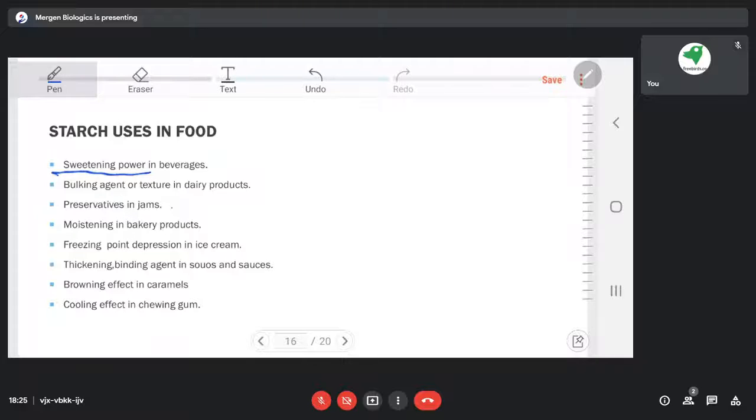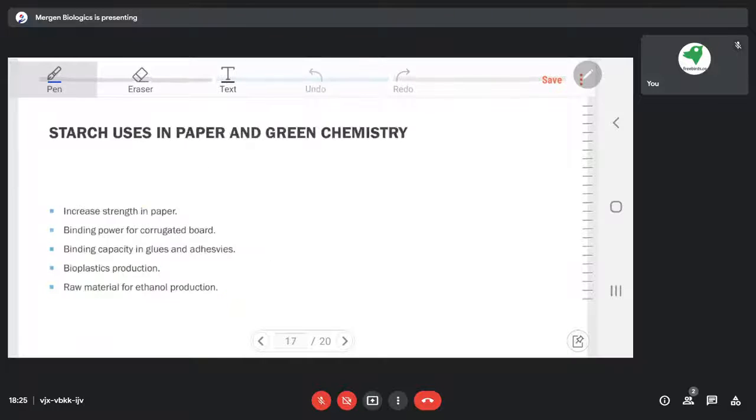If you see the caramel, it will get some burning effect immediately after you put it on the pan. That is because of starch. Then cooling effect in chewing gum. This you can very commonly notice because we all have that habit of chewing some gum in our mouth.